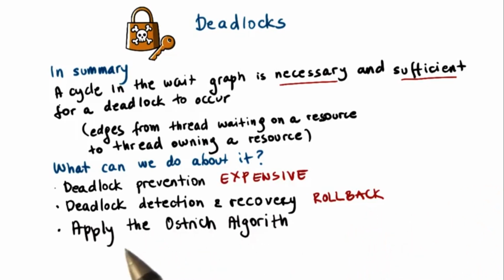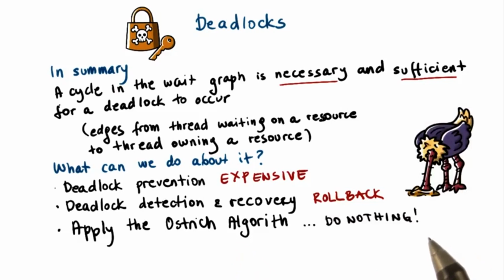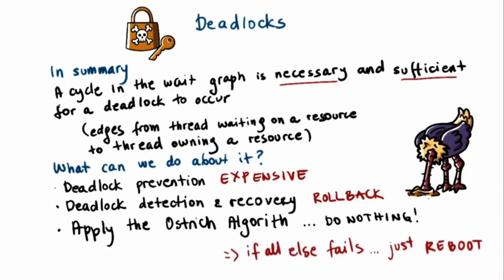And finally, we have the option to apply the ostrich algorithm. And as sophisticated as that sounds, the ostrich algorithm is that we'll basically just hide like an ostrich with its head in the sand and do nothing. This is even more optimistic than the rollback-based mechanism in which we were letting the system execute, allowing it to cause a deadlock and then recovering from it. Here, we're essentially just hoping the system will never deadlock, and if we're wrong, then we'll just reboot.